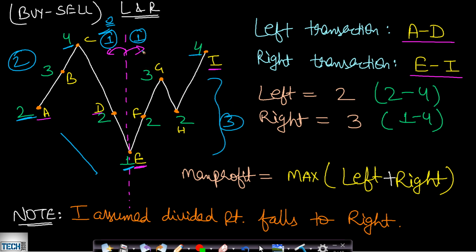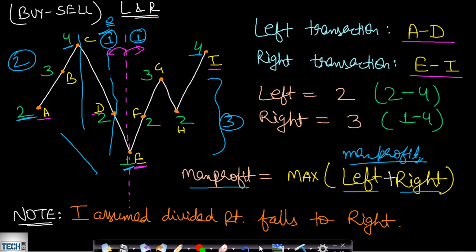So we have found both the transaction values on the left and right, and now we will calculate the maximum profit. This will be equal to the maximum of the already calculated maximum profit, which will also be calculated for other points as well, comma, the currently calculated profit, which will be equal to left profit plus right profit. So left profit was 2, right profit was 3, and this will be equal to 5. This will be the method which we will use to solve for a given line, that is, for a given divider line. In this case, I have assumed that the dividing point falls to the right hand side transaction.